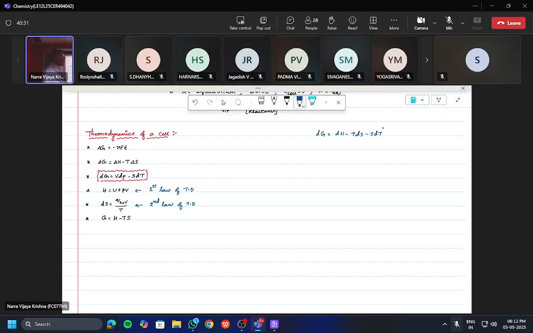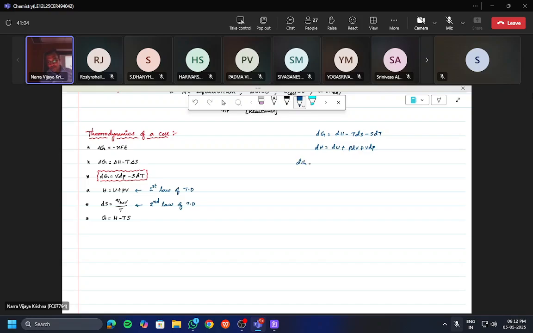dG equal to dH minus, using the UV rule, differentiation of TS is T into dS plus S into dT. Negative sign is there. That's why I wrote it as minus. What is H? U plus PV. Then what is dH? dU plus PdV plus VdP, again the UV rule for PV. Correct? Substitute the dH here.